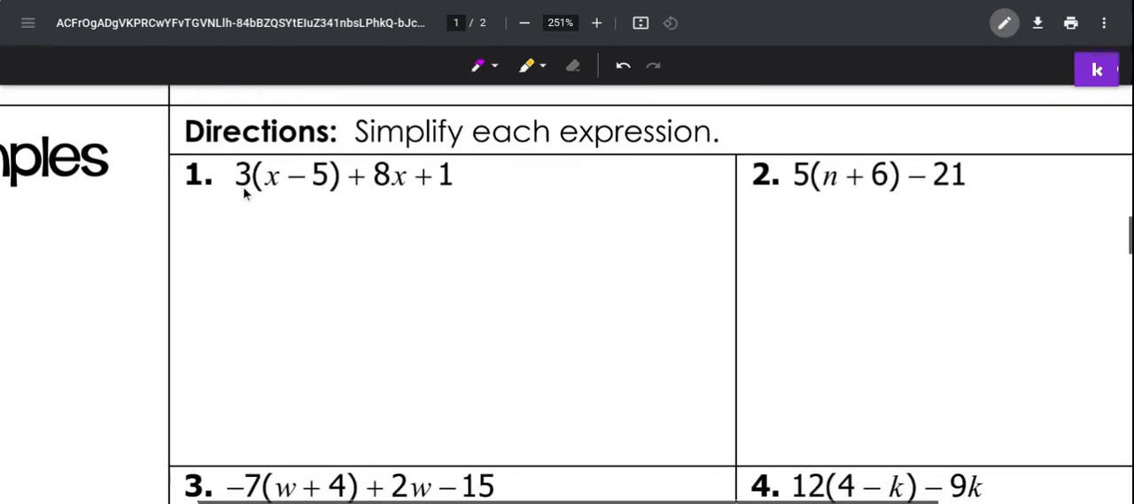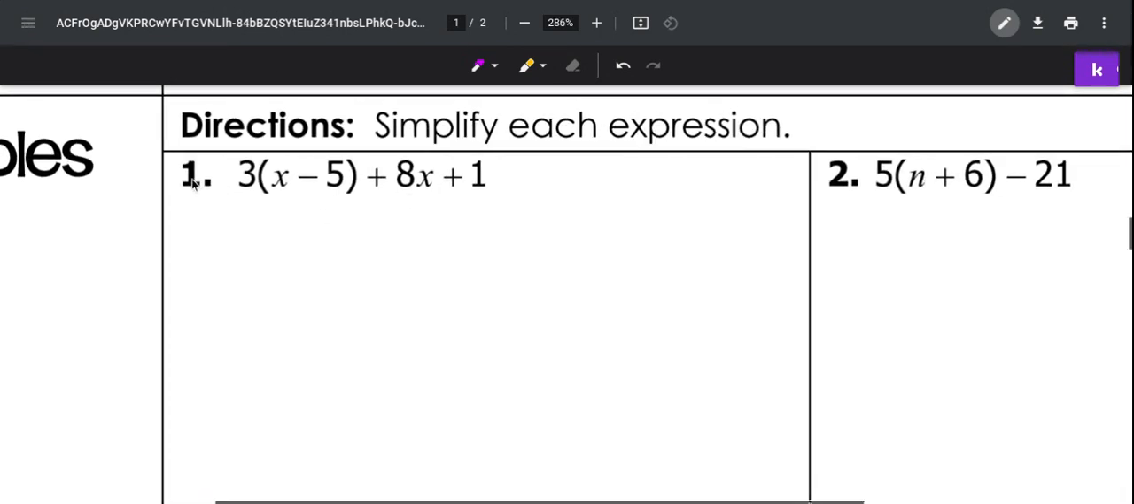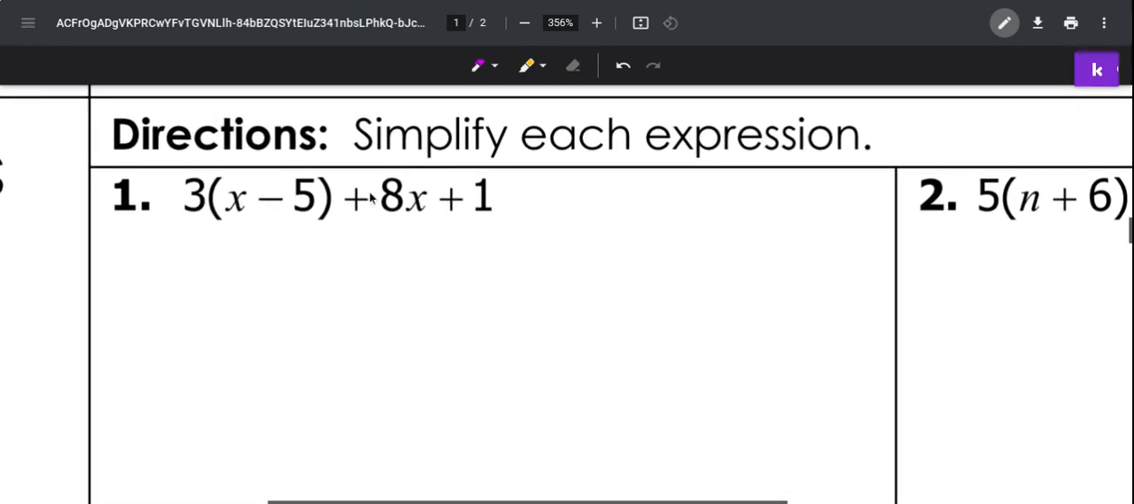So on number 1, here's what you first have to do. Before you do anything, just look at the problem. You want to identify, okay, what all do I have going on here? What I have going on here is 3, it's right beside this parentheses, which means it's multiplied by that parentheses. So we have 3 times x minus 5 plus 8x plus 1. Now, you may think, well, I know that x and 8x are like terms, so I'm going to combine like terms. But here's why you can't do that.